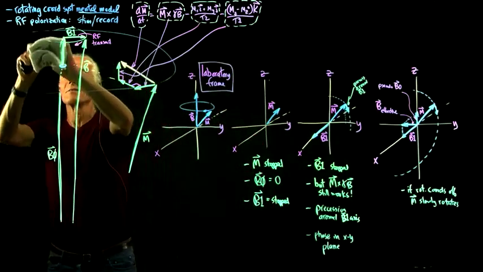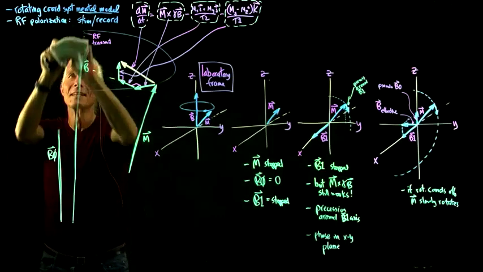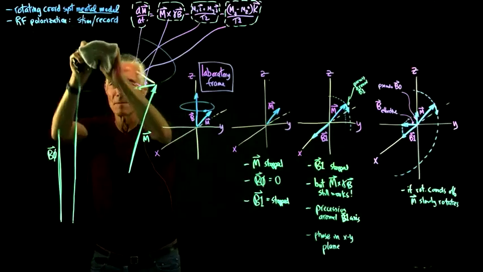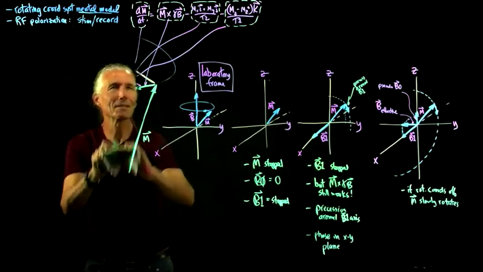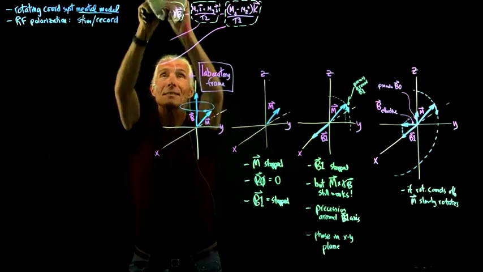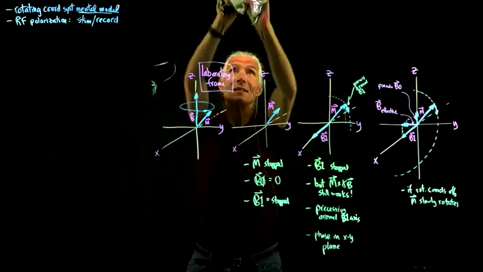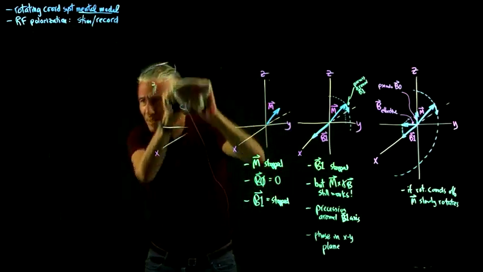Okay, so are you conceptually simplified now? So that's the rotating coordinate system. Okay, any questions about that? You can see we go over the Bloch equation over and over again. Okay, any questions out there?